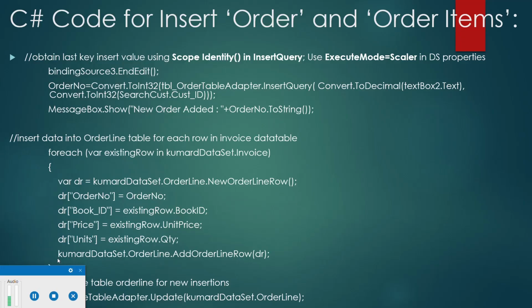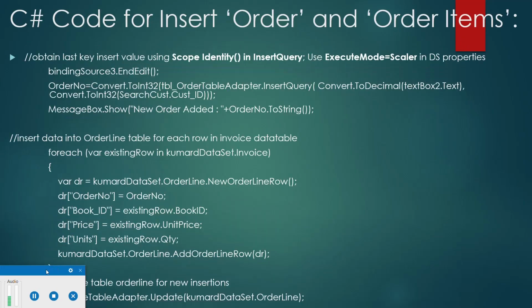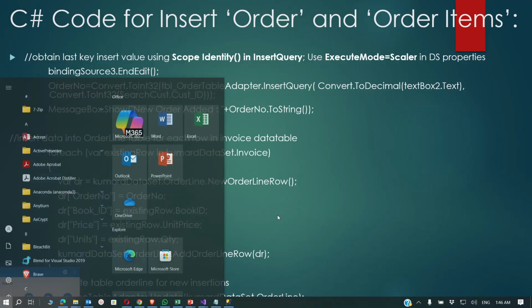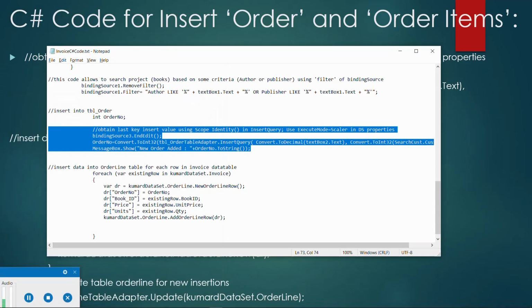And finally we implement the code as dataset name.order line.AddOrderLineRow(dr). And as you can see, this is in a for each loop, so it will run as many times as you have rows in your invoice table. That is why it is important to have them in a for loop or in a for each loop. And that is the code that we are referring to. So when we're going to implement this code, let's do that.